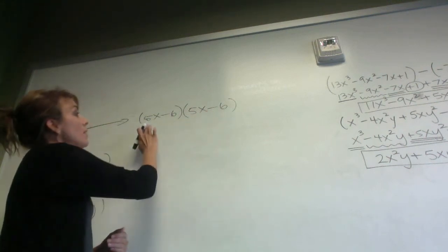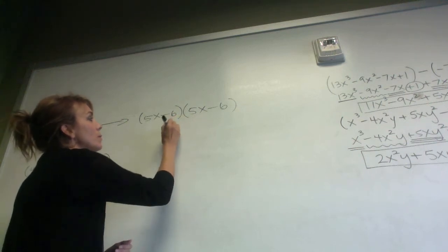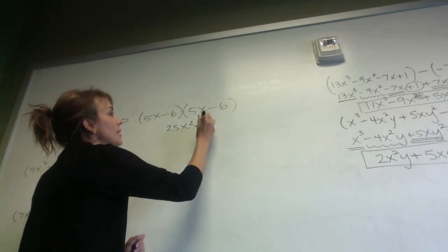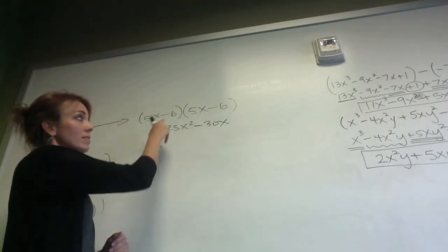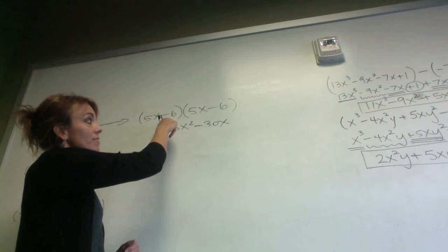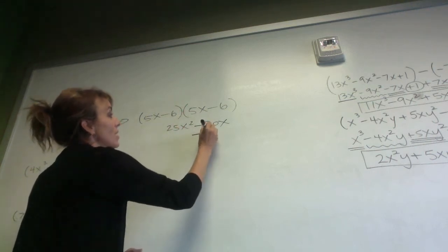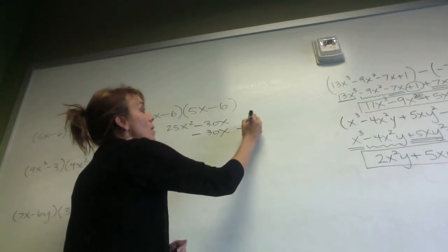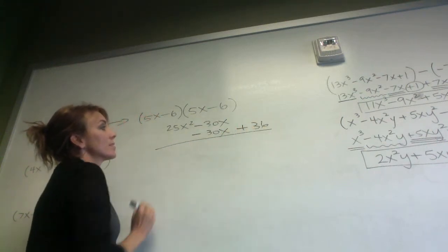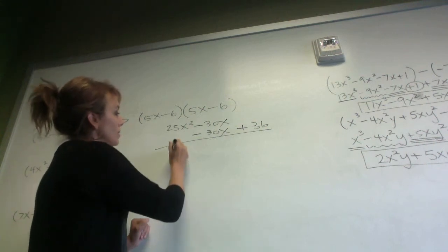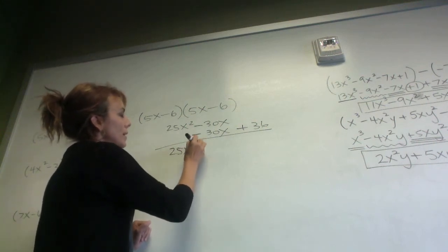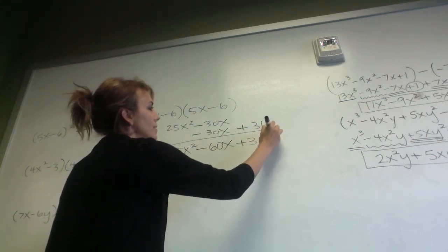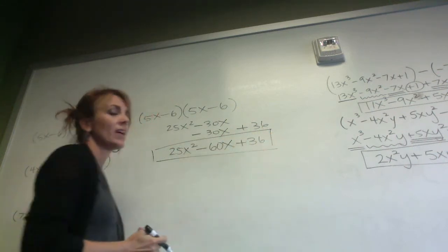So let's do that. 5x times 5x gives me 25x squared. 5x times negative 6 gives me negative 30x. Now I start with the negative 6 term here. Negative 6 times 5x, that's another negative 30x. And negative 6 times negative 6 is positive 36. So combine our like terms: 25x squared minus 60x plus 36 gives us our final answer.